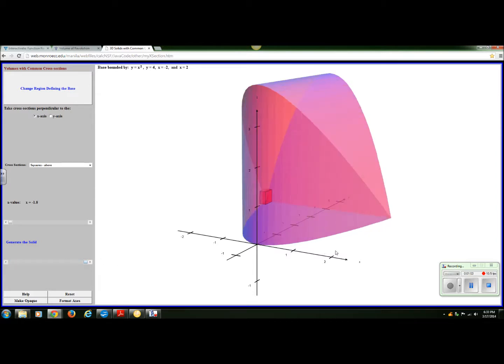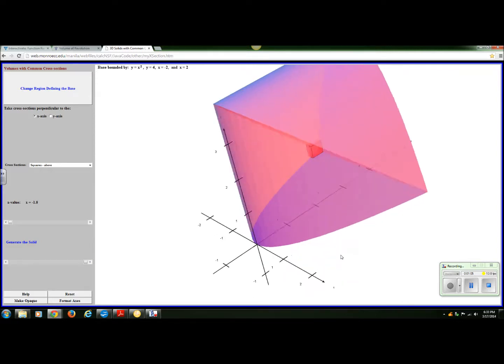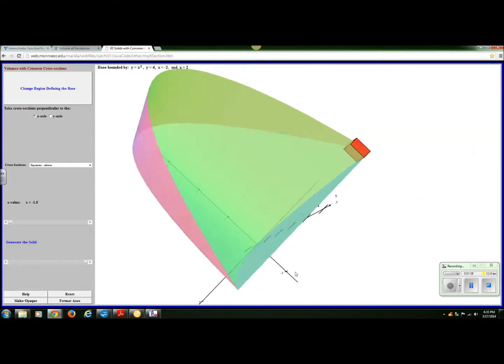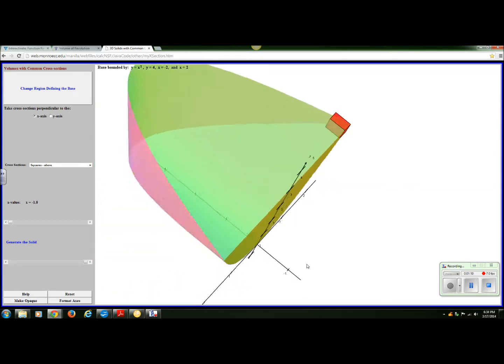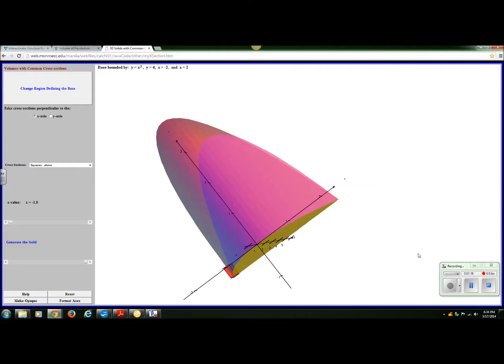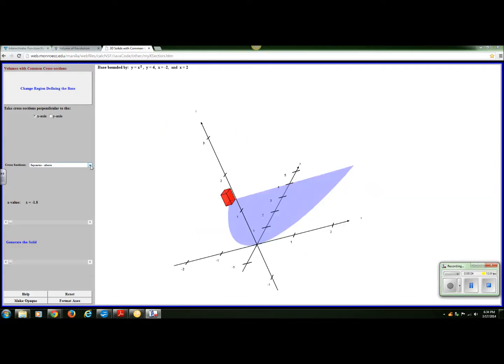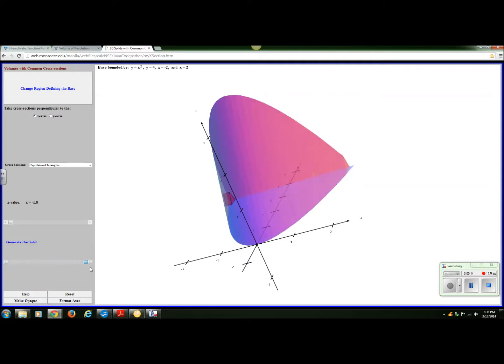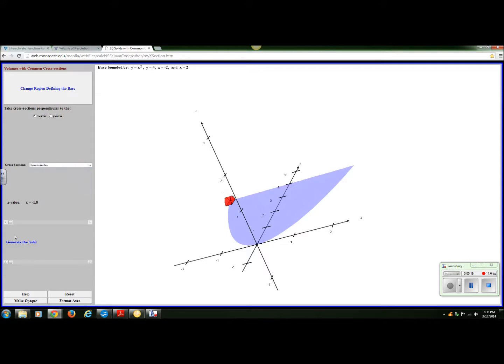Okay, and there's the solid that we would generate using squares, and we can rotate this around and take a look at it. You can see a lot of the properties of the paraboloid are retained. And we can repeat this idea with really any kind of cross-sectional shape. We could use triangles, for instance, and generate the solid that way. Or semicircles. And so on.